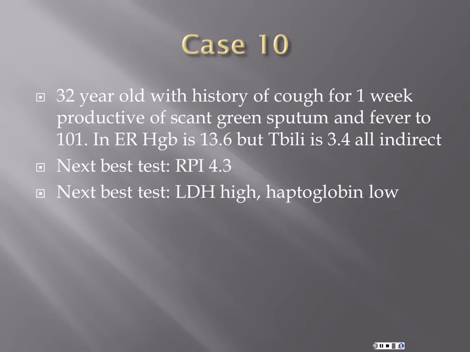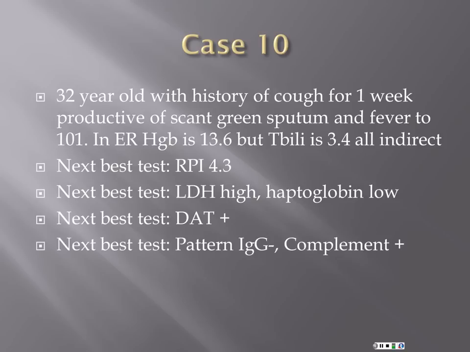We do our DAT, and our DAT is positive. What do we do next? We look at the IgG and the complement values. What do you think is wrong with this patient? Probably mycoplasma pneumonia. It occurs in 25% of cases of mycoplasma pneumonia. So if I get the test result back as IgG negative and complement positive, that's consistent with what I thought was wrong with the patient. I'm kind of done.